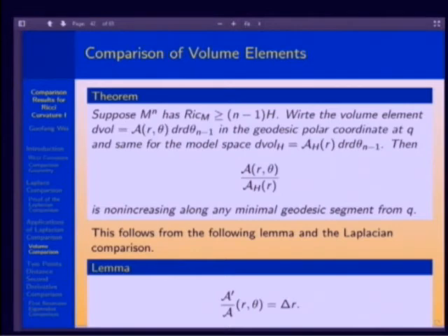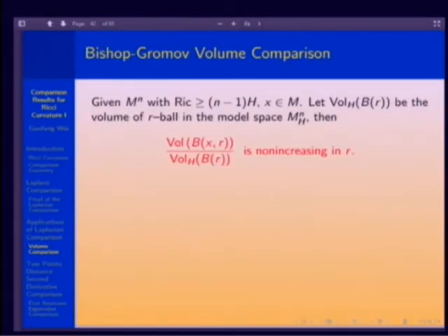Once we have the volume element, we can have the real volume comparison. This is the Bishop-Gromov volume comparison we mentioned in the last lecture. Namely, the volume of the manifold compared with the volume of the ball in the model space is non-increasing in R. Again, this is very useful, and it is also a very important comparison.